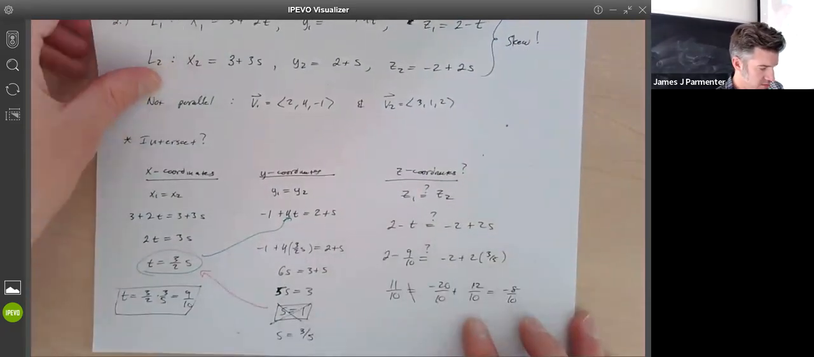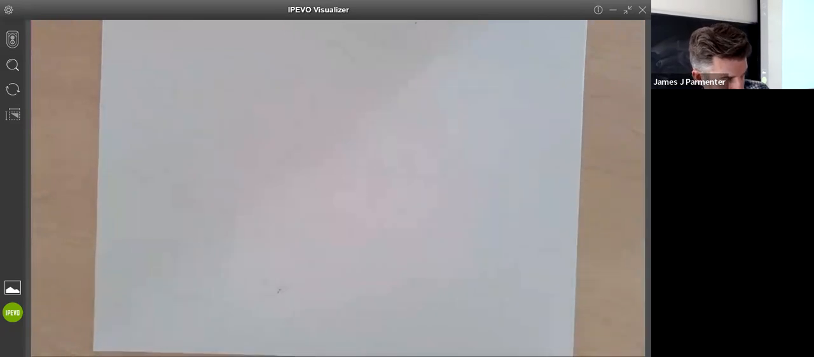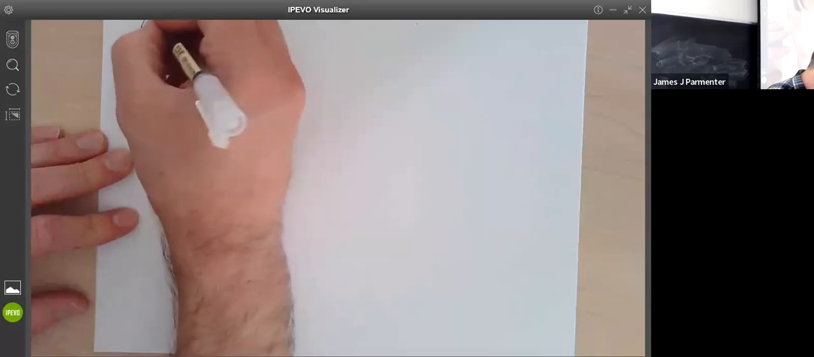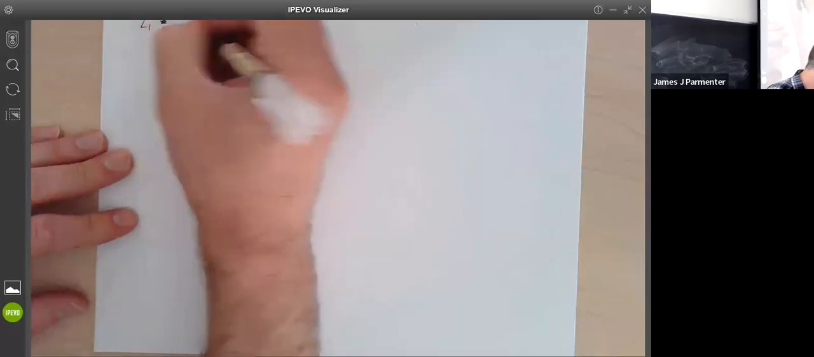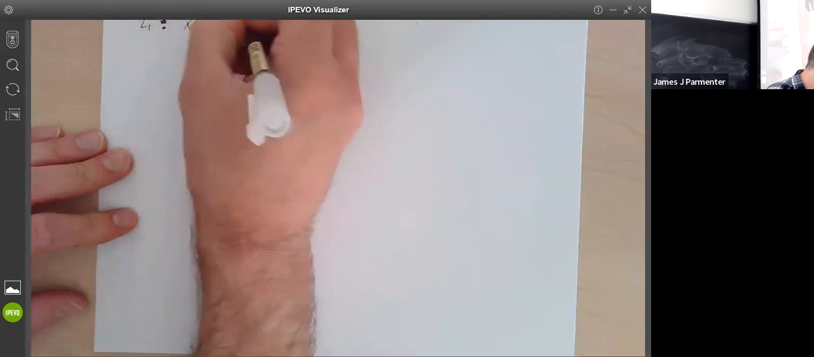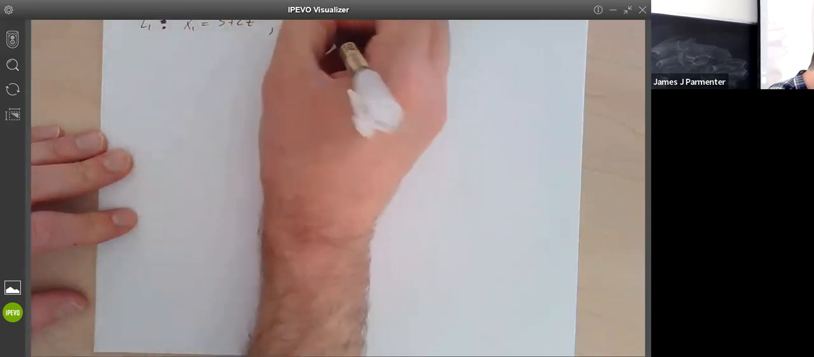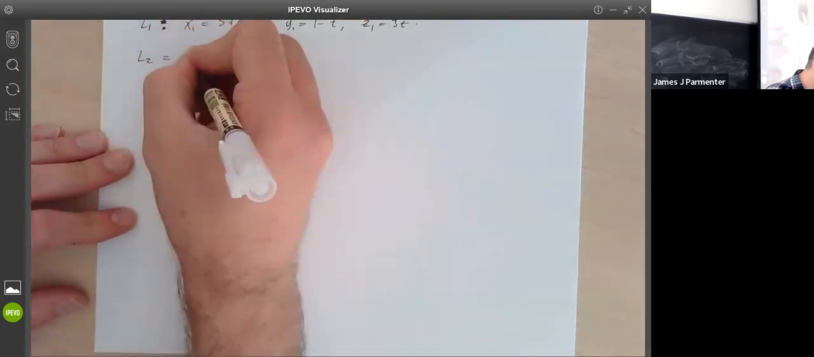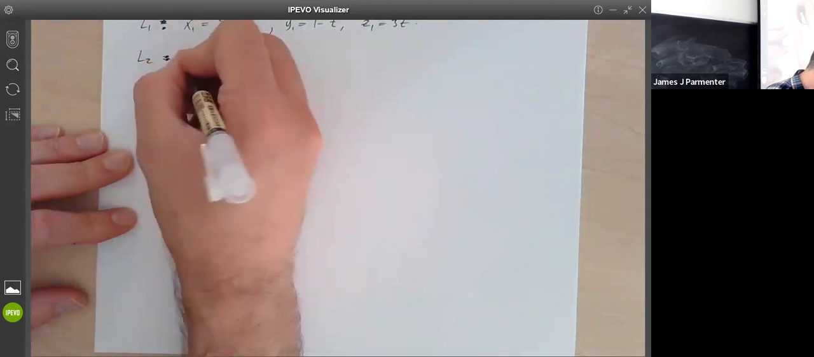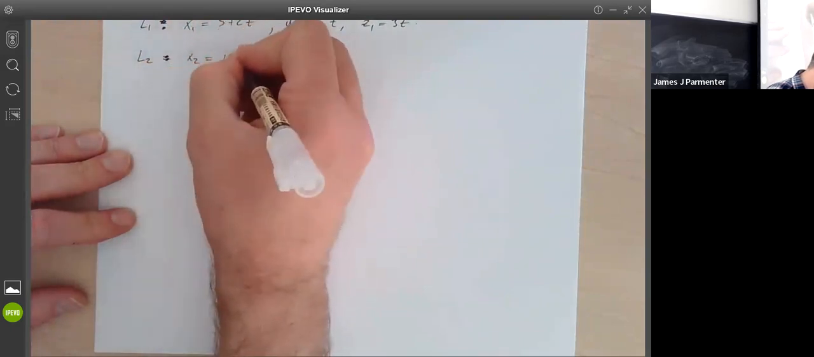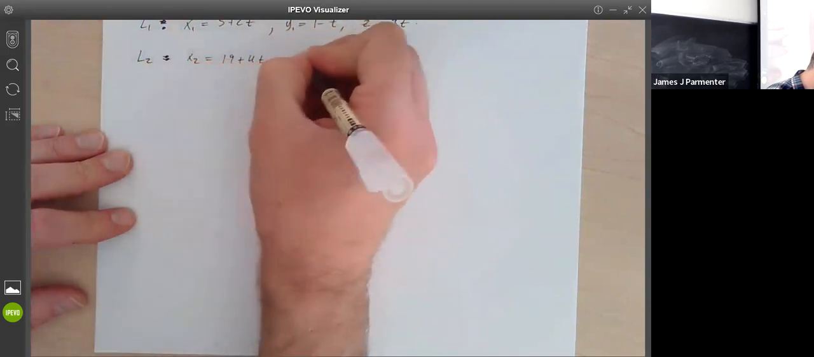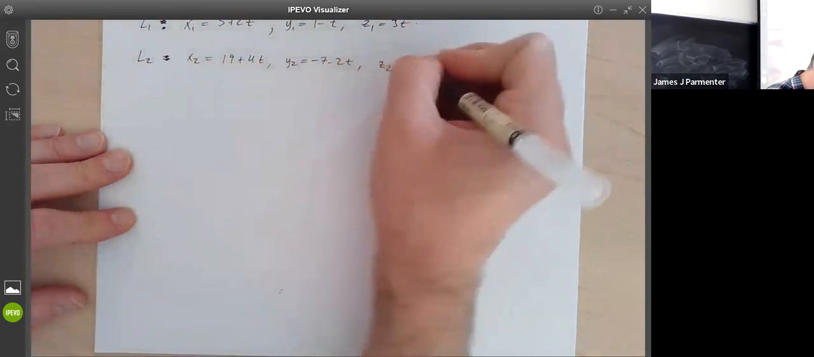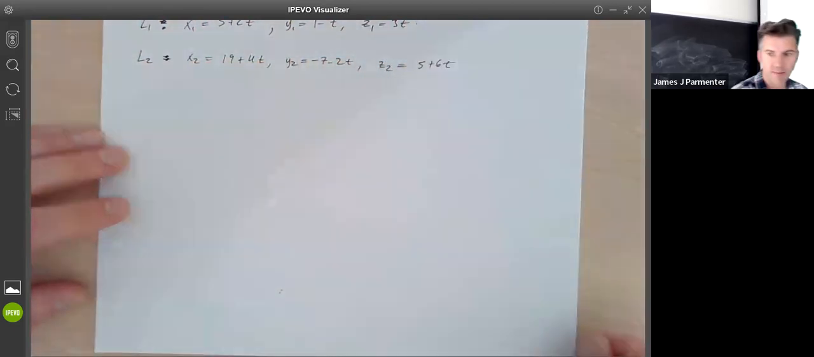And last one. This last one's gonna be easy. Here are two lines. L1 is given by the parametric equations: X1 is 5 plus 2t. Y1 is 1 minus t. Z1 is 3t. And L2 is given by X2 is 19 plus 4t. Y2 is negative 7 minus 2t. And Z2 is 5 plus 6t.